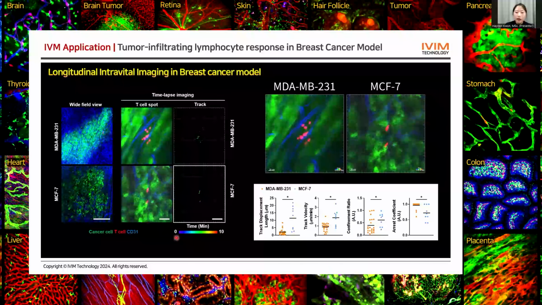It is already known that these two cancer cell lines differ in the expression of estrogen receptor. So for the first time, we could demonstrate that this receptor plays a role in regulating the motility of tumor-infiltrating lymphocytes. Therefore, tracking the activity of tumor cells and tumor-infiltrating lymphocytes using our in vivo microscope can be a novel approach to understanding the correlation between immune responses and tumors in living animals.